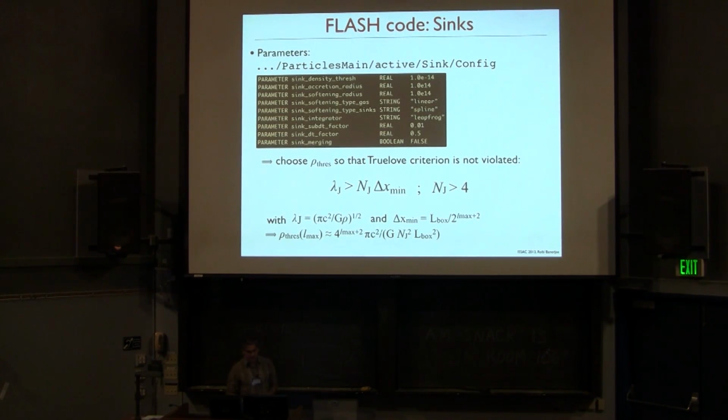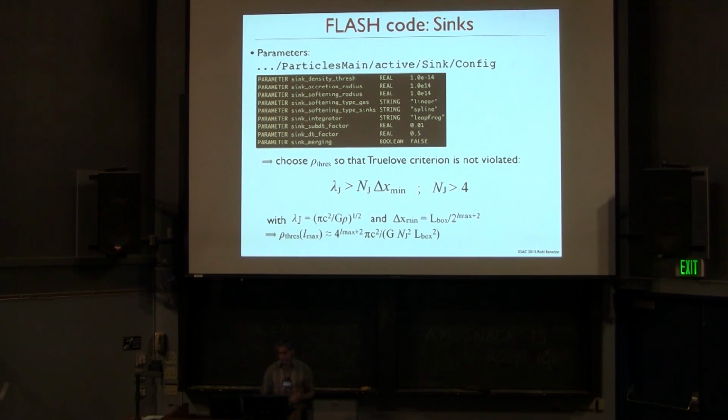So yeah, what about this density criterion? Of course, it should be linked to your resolution, and your minimum resolution is governed by this Truelove criterion, where you want to resolve your Jeans length. This can then be converted to a threshold density, a critical density, which you might adjust in your simulation as you go to higher and higher resolution. So if you have smaller grid cells, you can also increase your threshold density.